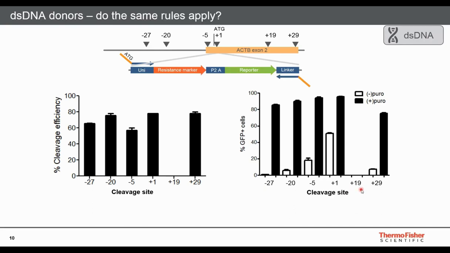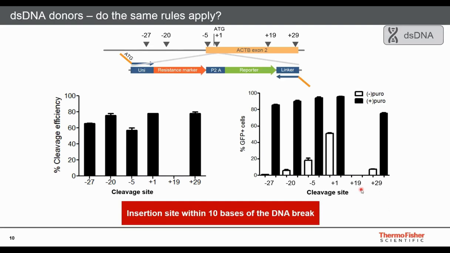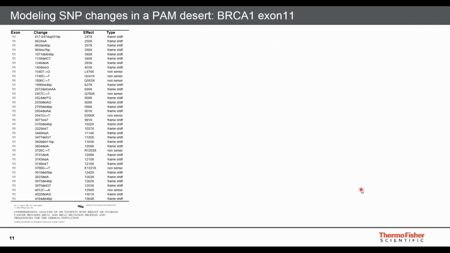And importantly, our -19 guide, which has 0 cleavage efficiency, basically this guide RNA does not work, also serves as our negative control here, and we've got no signal either with or without puromycin. And we'll touch on this system a little bit more in later slides. But again, it reaffirms our rule set here: have your DNA break within 10 bases of your intended insertion site.